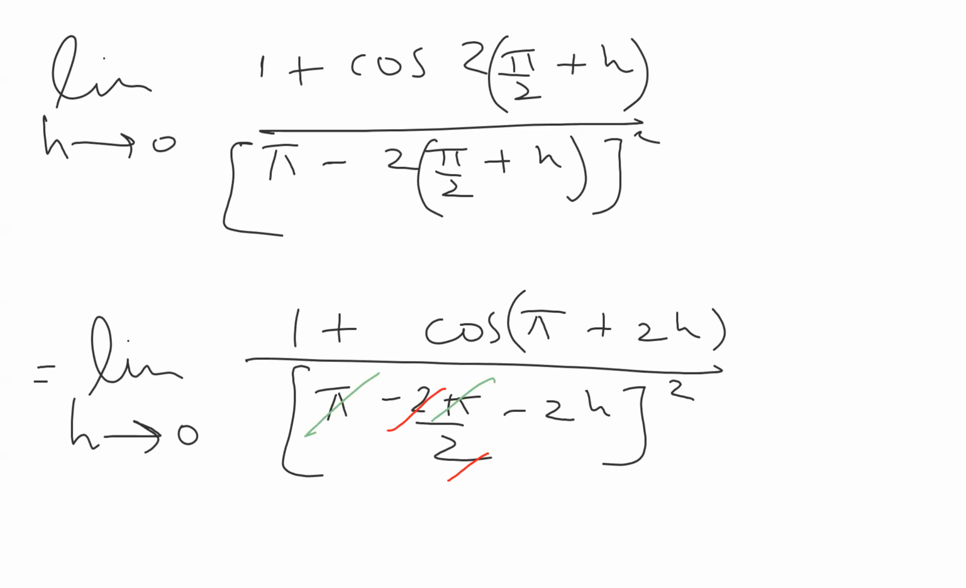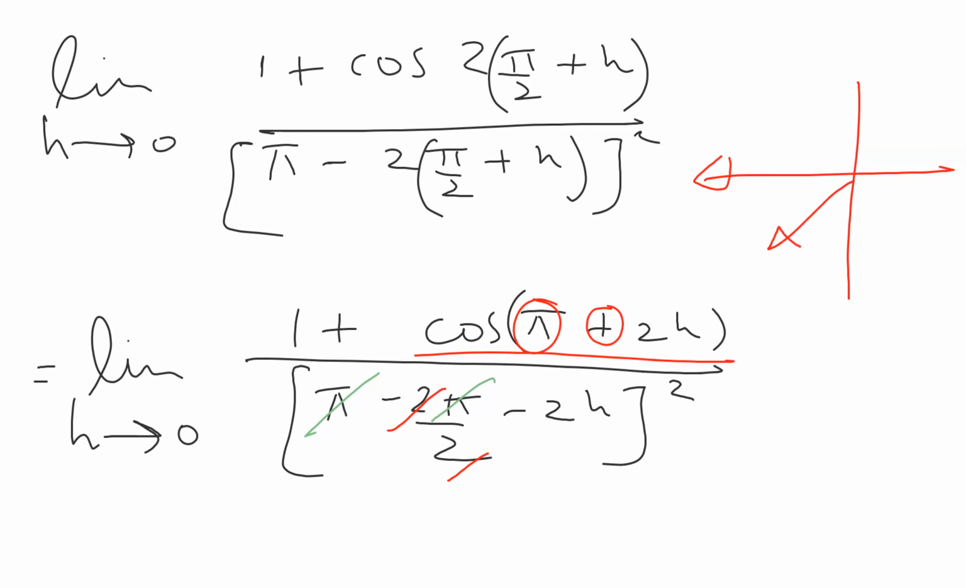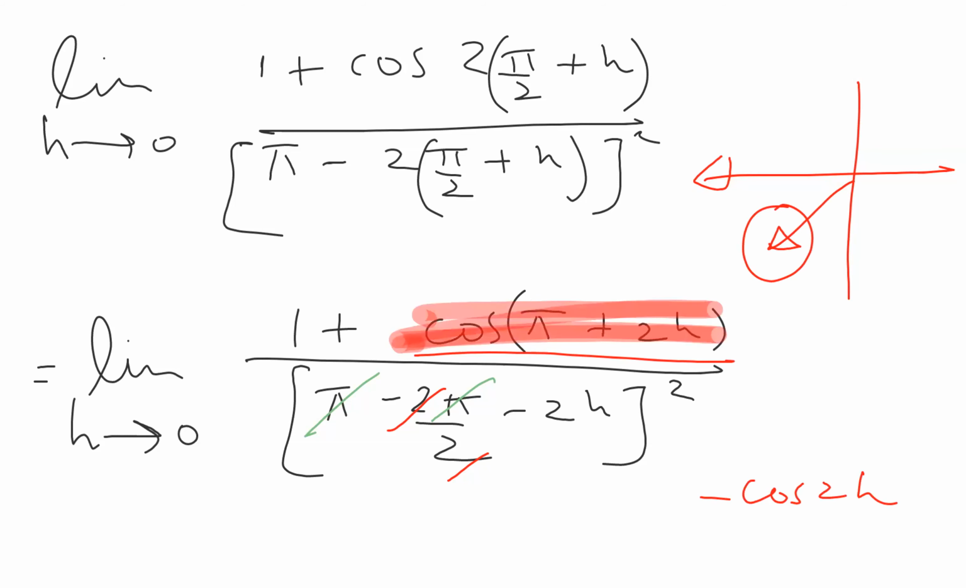Now see this part, I'm going to apply all silver teacups. This pi is 180 degrees, plus is anti-clockwise direction. So in this particular quadrant your cos is negative. Cos is negative, and since 180 is on the x-axis, cos remains cos. So we are left with minus cos 2h. So the value of cos pi plus 2h is minus cos 2h. So that I'll use in the next step.